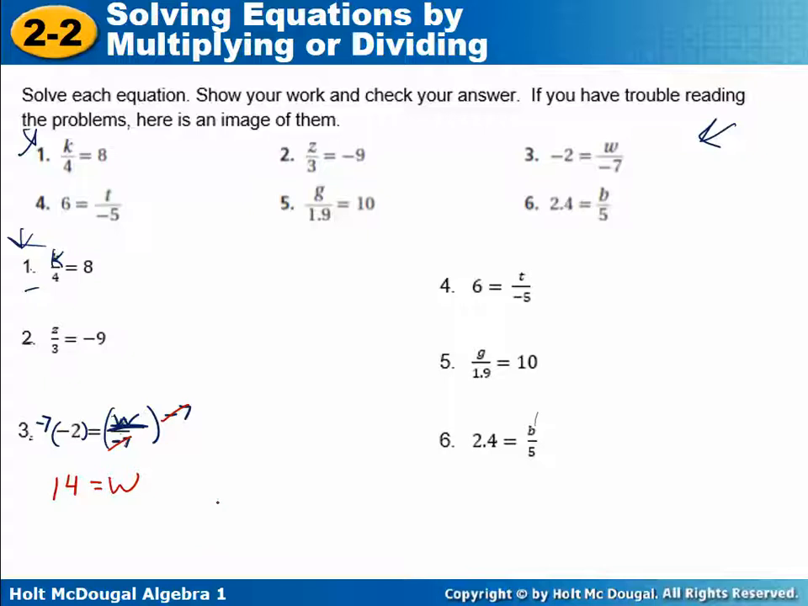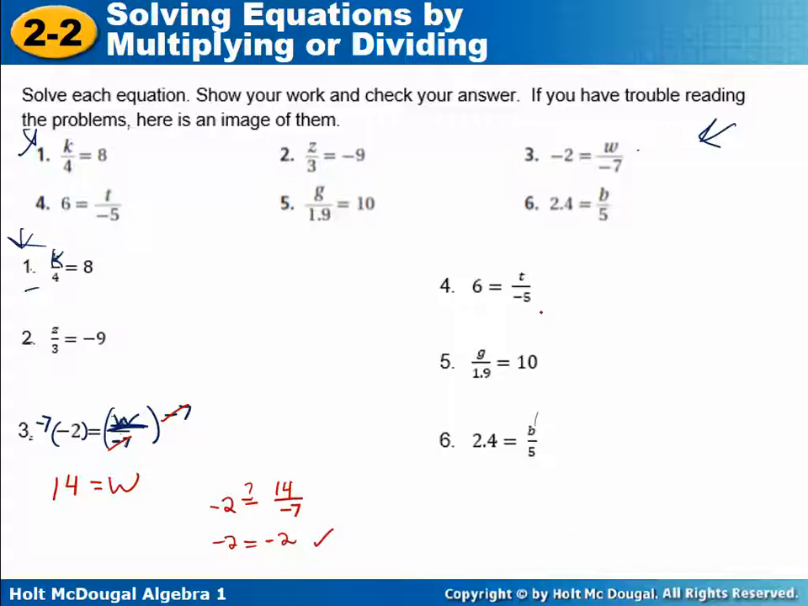And then we'll check that. I kind of messed up my original, but it was -2. Oh, here, I can look up here. It was -2 equals w, but w is 14, over -7. So is -2 equal to 14 divided by -7? Well, 14 divided by -7 is -2. So this checks, it's right, and I can move on.